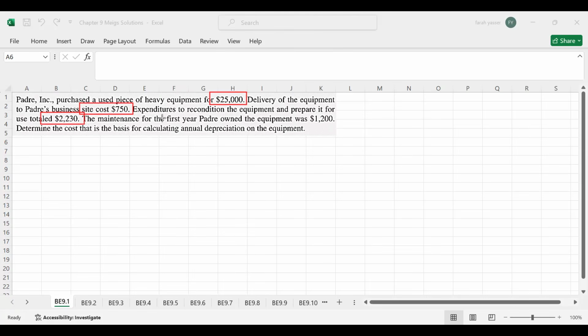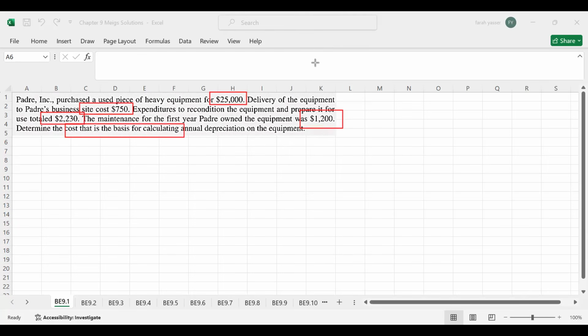Then maintenance expense for the first year is also given. For the first year means this expense is recurring in nature. So this expense is revenue expenditure. You will have to incur that expense again and again, each year, maintenance or repair expenses. So this expense is not a capital expense. This expense should not be capitalized. The requirement is to calculate the cost of the asset which is used for computing depreciation.